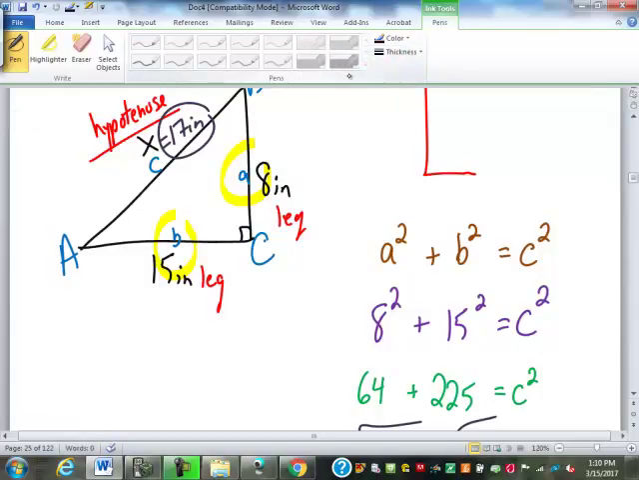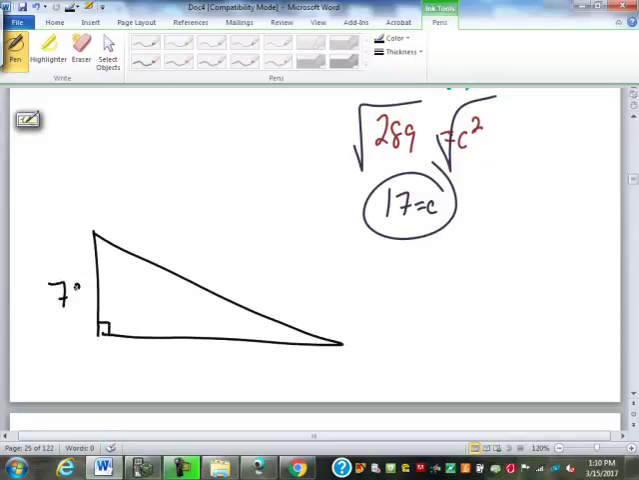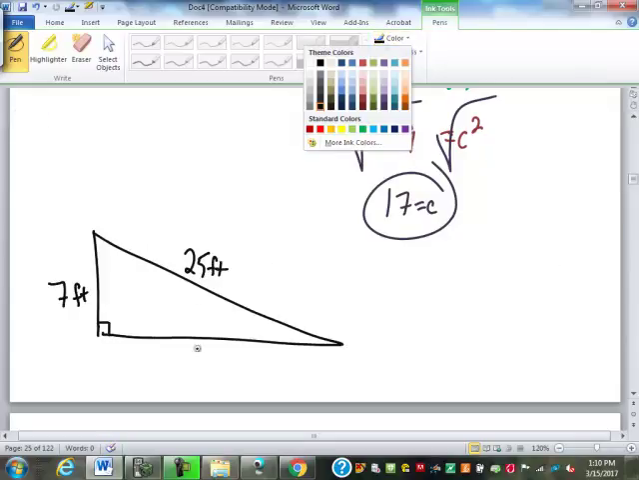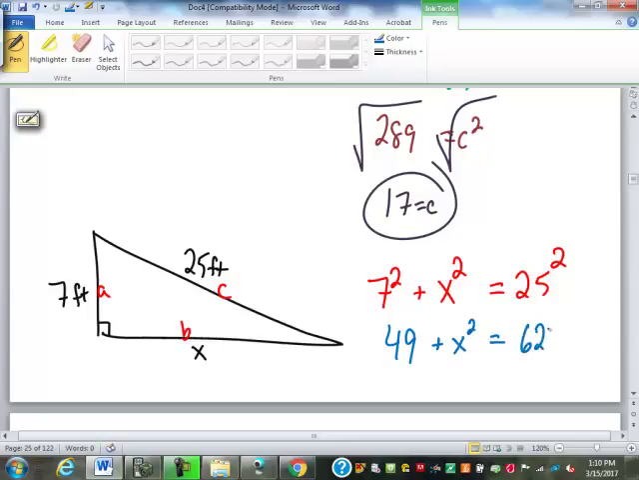And of course, that can work forward or back. You might have a triangle like that. I'll call this one X for the missing side. Which side is going to be the hypotenuse? 25, that's side C. So the other two are legs. It doesn't matter which one I call which. A and B really don't matter. So A squared is going to be 7 squared plus B squared, which is X squared, equals C squared. It'll be 25 squared. 7 squared is 49. 25 squared is 625.